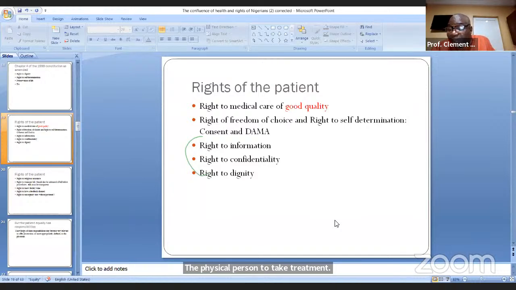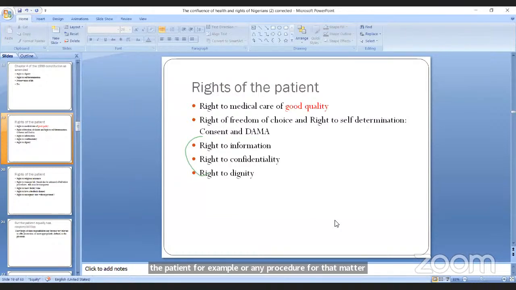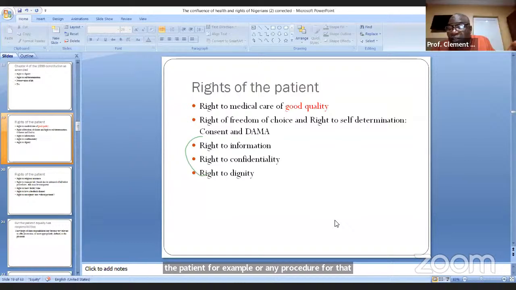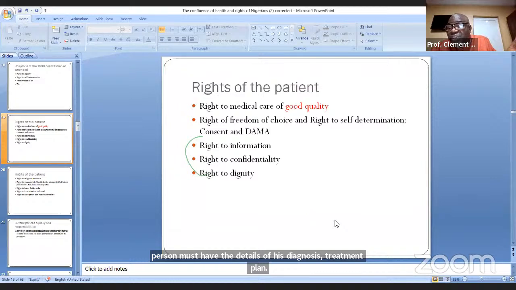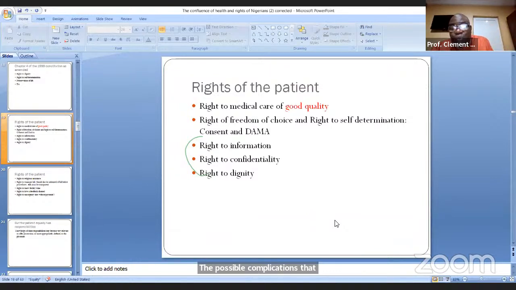The patient has the right to information. Before you operate on the patient, for example, or carry out any procedure for that matter, the patient must have the details of his diagnosis, treatment plan, and the possible complications that will result from the management, and the patient should be told. The patient has the right to confidentiality.